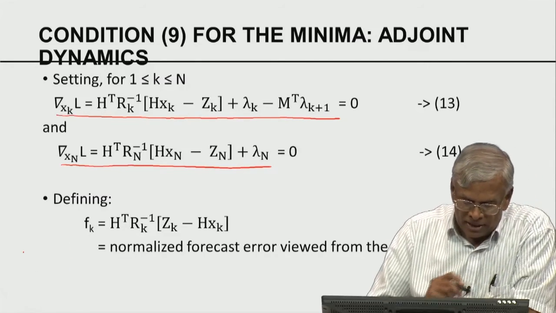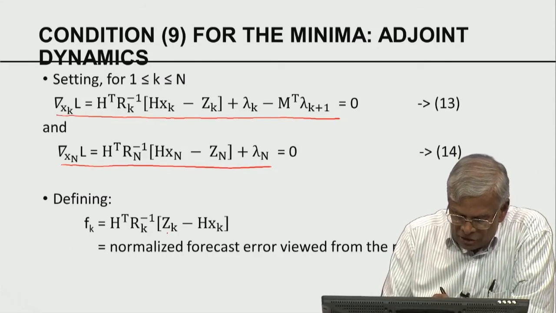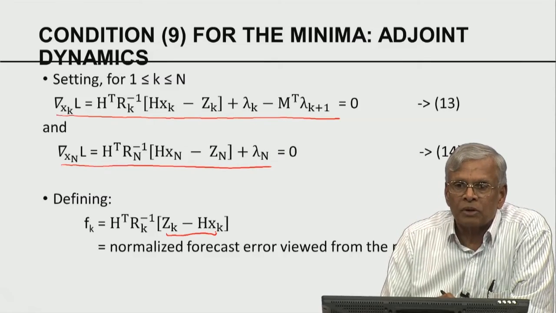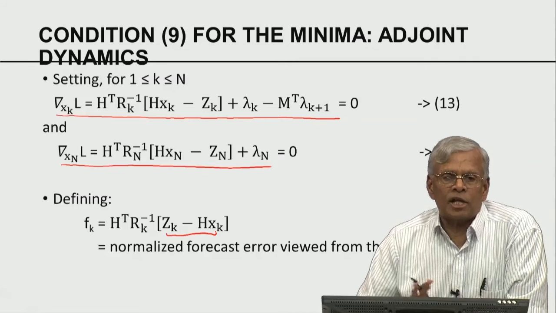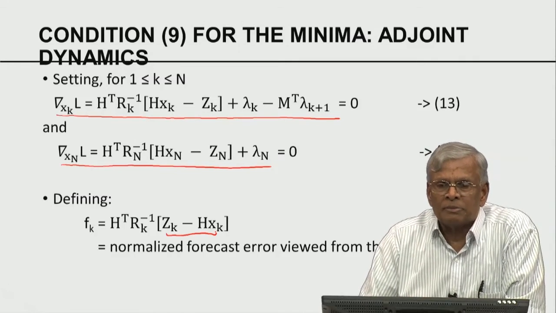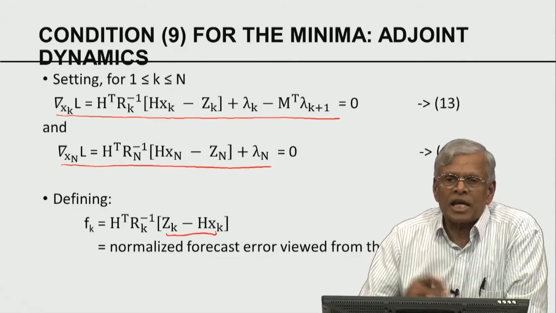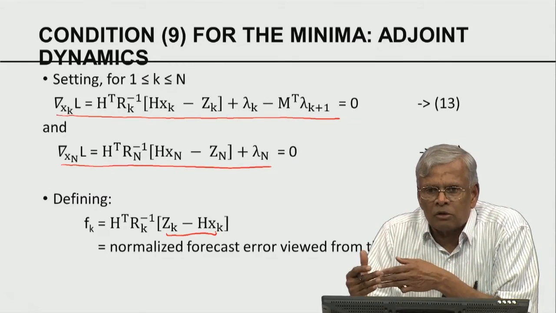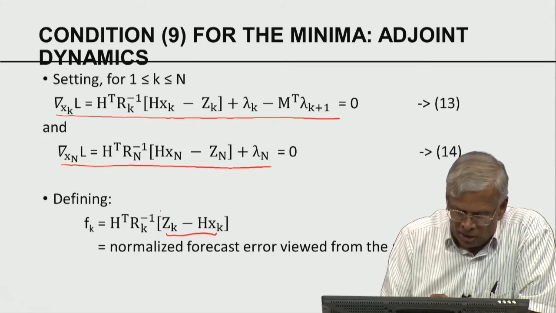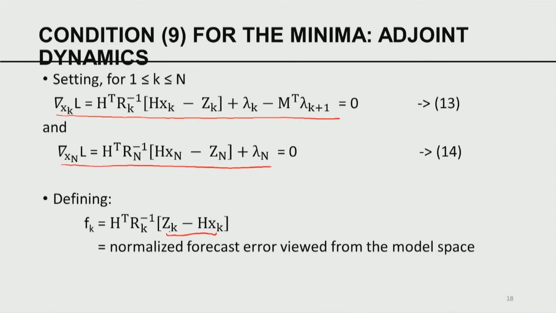a variable called f of k. Now let us understand what f of k is. zk minus h of xk, that is the residual. If zk is equal to h of xk, there is no residual. The difference between the observation and h of xk, which is the model counterpart of the observation. Actual observation minus the model counterpart of the observation is the residual or the error. If I divide that by Rk, that is a form of normalization.